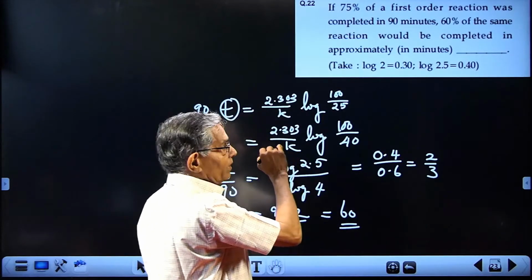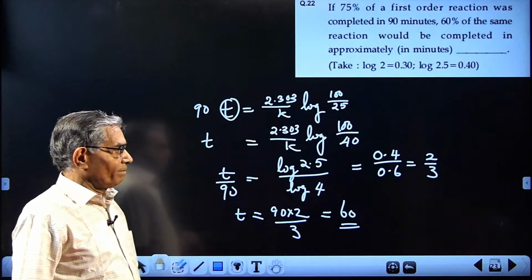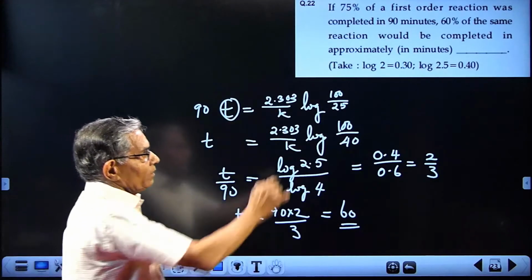First order rate law you apply directly. No problem for calculation, values are given.